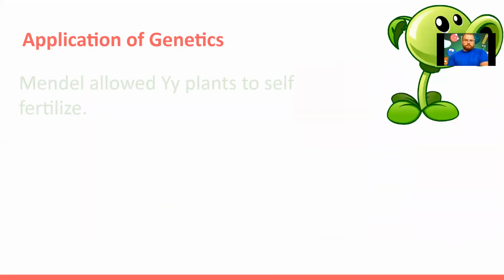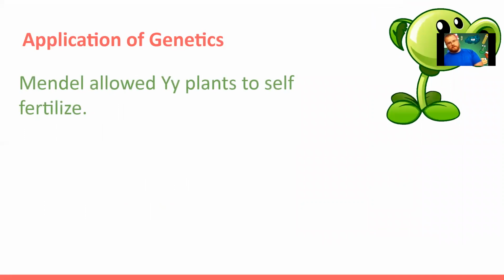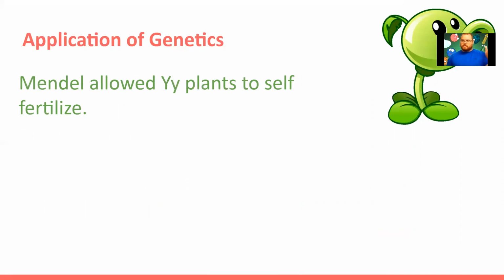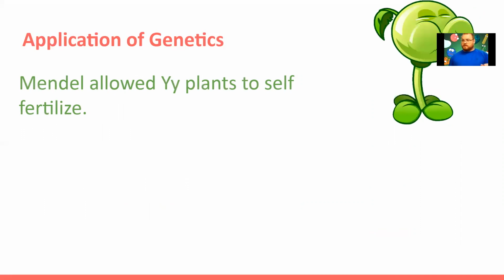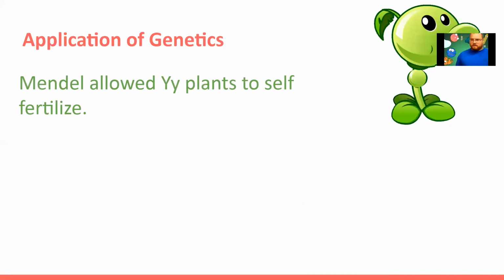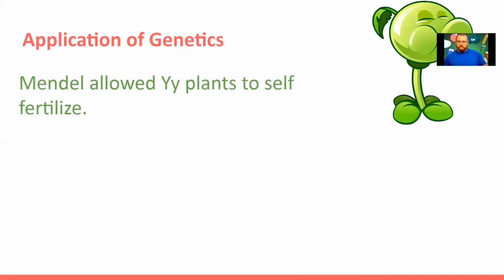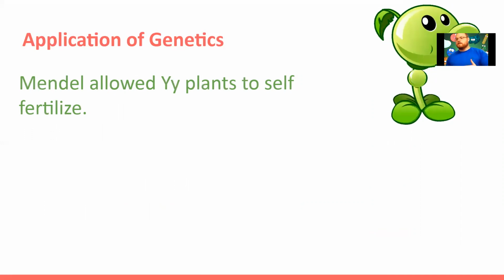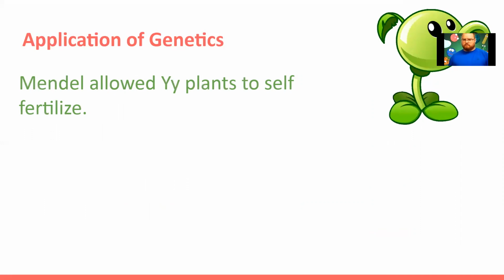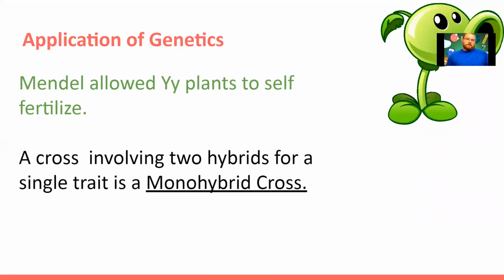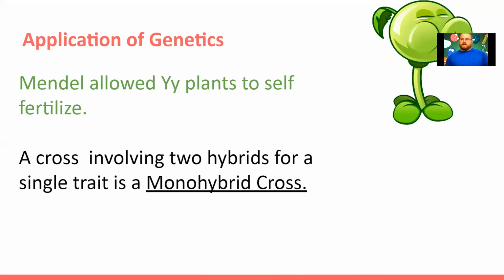So, Mendel allowed the large Y, little y plants to self-fertilize. That's referring to the dominant and recessive. When you see a capital letter in genetics, it's going to be dominant. Recessive ones are going to be lowercase. So a cross involving two hybrids for a single trait is called a monohybrid cross.